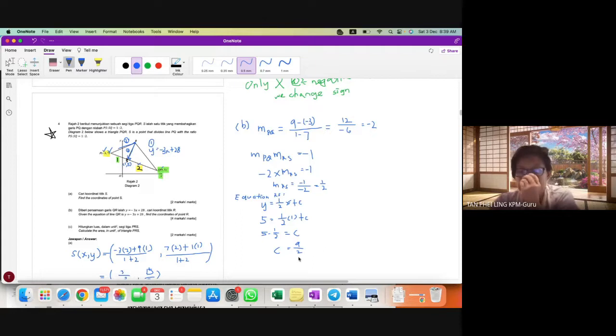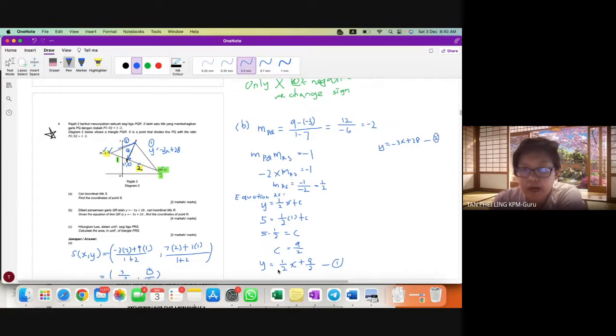Okay, so now I can happily come out with the equation of RS: y equals half x plus 9 over 2. So now I will solve simultaneously. This is my equation 1. Another equation, RQ, will be y equals negative 3x plus 28. So this is equation 2.